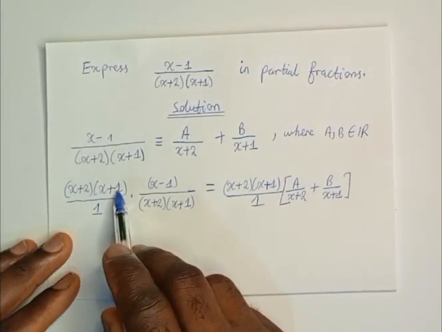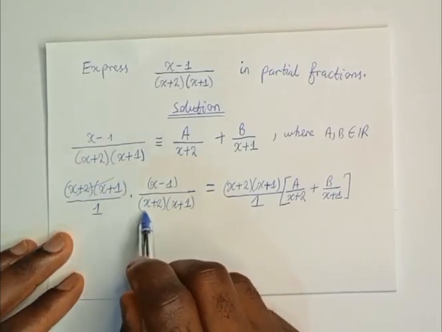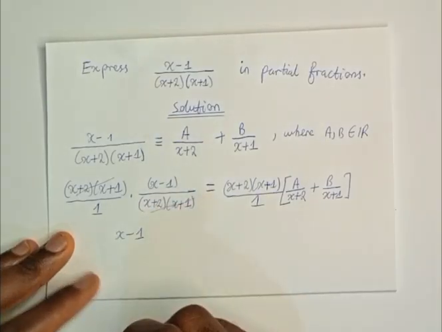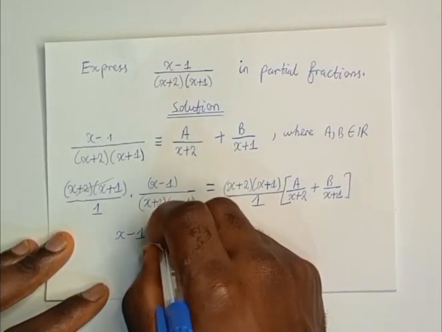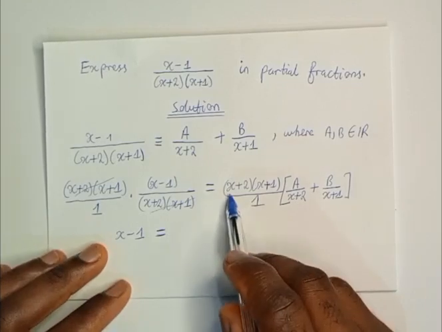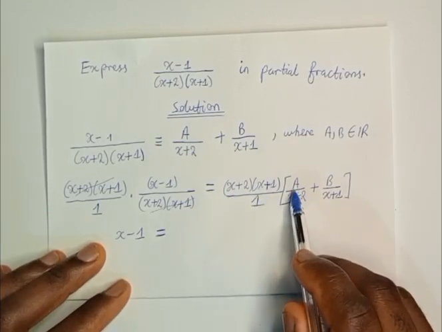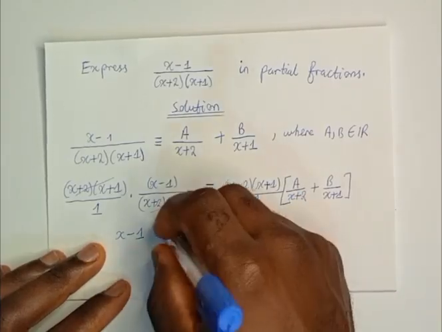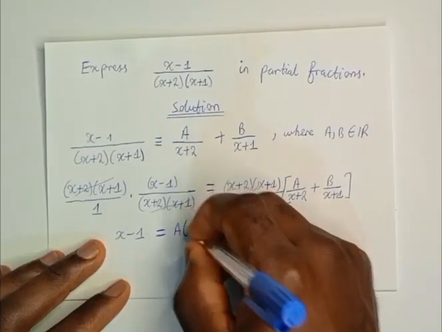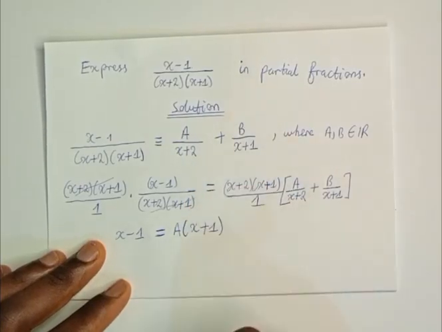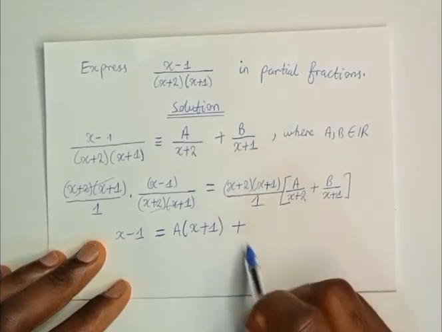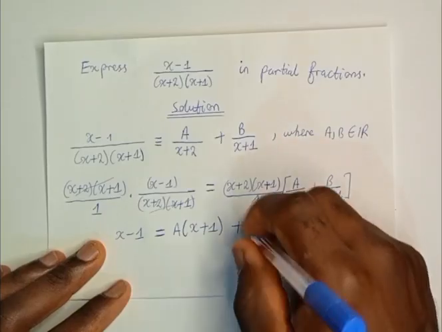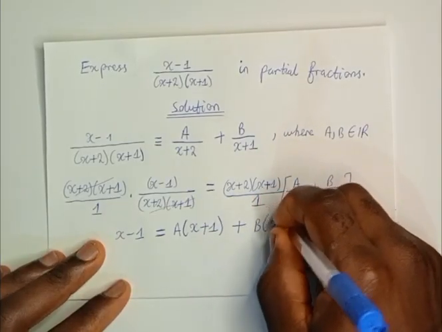(x plus 2)(x plus 1) at the numerator will strike off (x plus 2)(x plus 1) at the denominator. We'll be left with x minus 1 on the left hand side, which is equal to (x plus 2)(x plus 1) times a over (x plus 2), where the (x plus 2)'s strike off, and we'll be left with a times (x plus 1), plus (x plus 2)(x plus 1) times b all over (x plus 1). The (x plus 1)'s strike off, and we'll be left with b times (x plus 2).